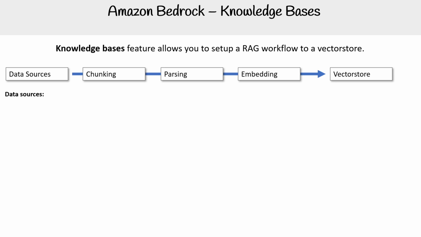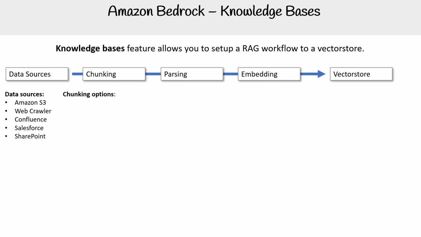So for data sources here, we have Amazon S3, web crawler, Confluence, Salesforce, SharePoint. I imagine in the future there will be more. Or if you want more data sources, you could be piping stuff to Amazon S3, which will then go into here. You can continuously be adding things to your knowledge base.